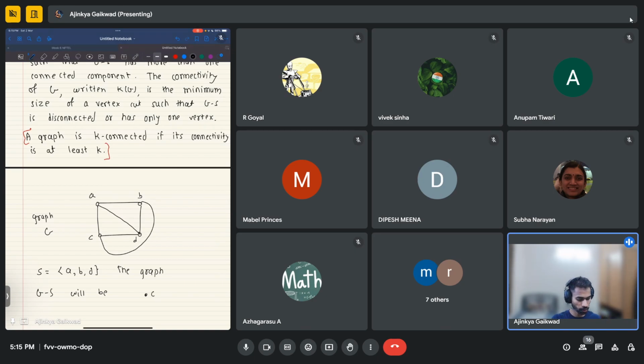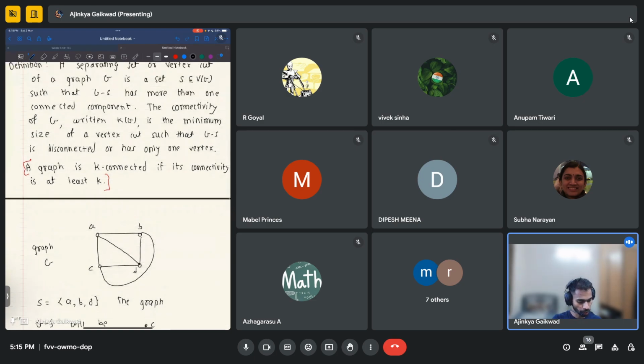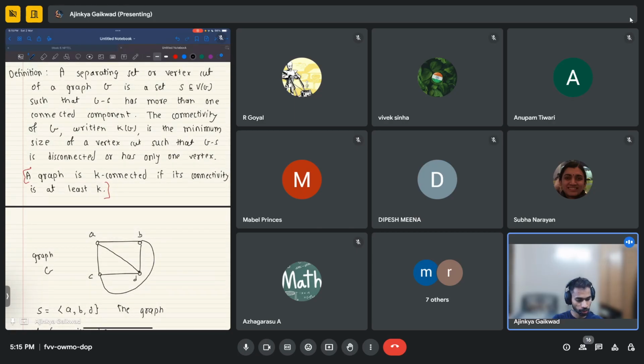Now, here is just a sort of extreme example. If your graph is a complete graph, which means every pair of vertices has an edge, then look at the definition here. It says that G minus S has more than one connected component, or has only one vertex. By disconnected, I mean has more than one connected component or has only one vertex.